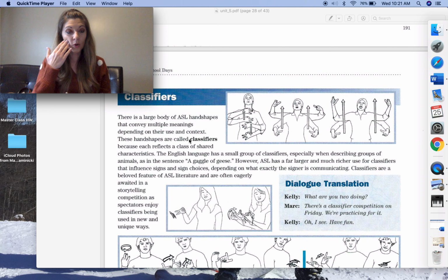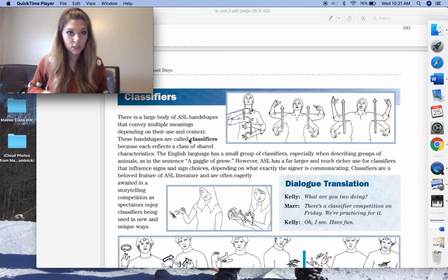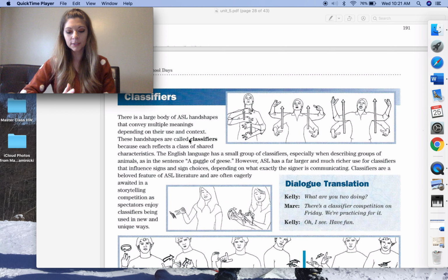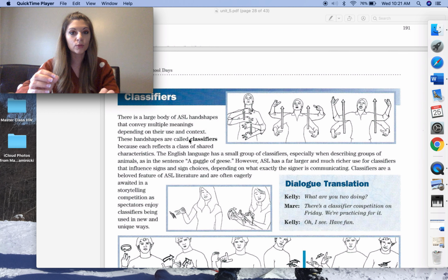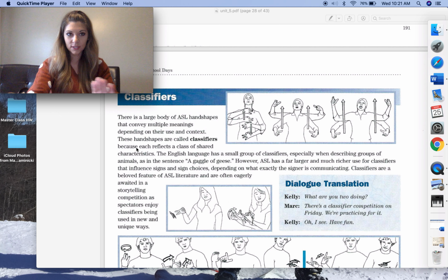ASL signs, we know already, have 5 parameters, and every sign has all 5. Each of those parameters are considered linguistically as a phoneme. So these small units of language that don't hold meaning individually, but once you clump them together, they create units and signs and words and meanings. So every sign has all 5. Classifiers don't follow these signing rules because they don't have all 5. They have one piece of it, the hand shape. So it can't be considered a sign. So going back to this, these hand shapes are called classifiers because they reflect a class of shared characteristics.